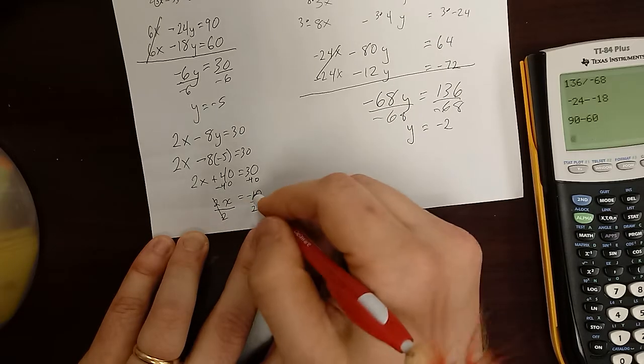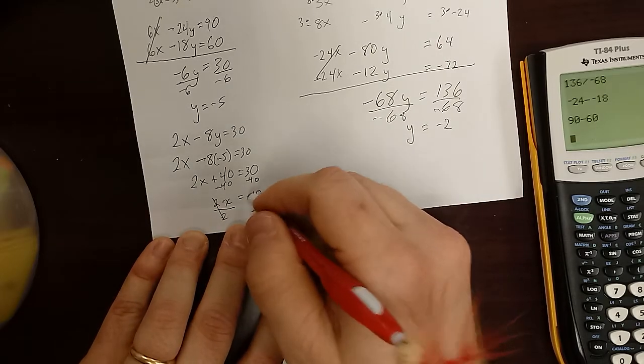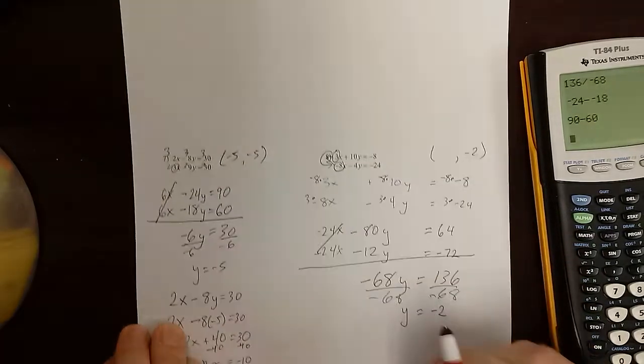So we divide both sides by 2. 10 divided by 2 is 5. Slap the negative on it. X is negative 5. Oh, so my answer for this was negative 5, negative 5.